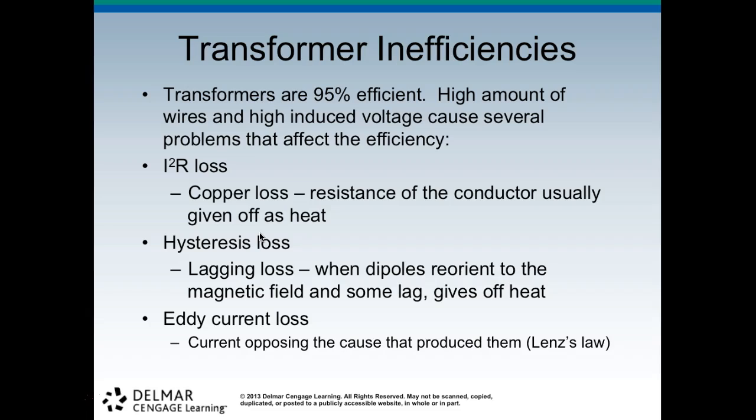So a high amount of wires and highly induced voltage causes several problems that affect the efficiency. So I squared R loss. That talks about copper and how there's a natural resistance within a conductor and it gives off heat. So that's part of the 5%. And there's the hysteresis loss, a lagging loss when dipoles reorient to the magnetic field and there's some lag, and it gives off heat with that. There's also eddy current loss, so current opposing the cause that produced them. So this is based off of Lenz's Law.